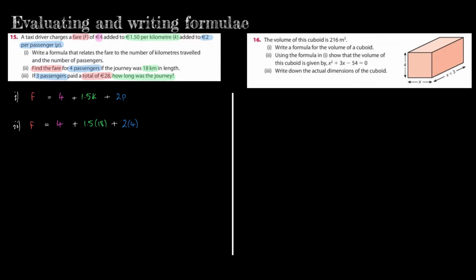I then need to simplify that, and if I simplify that, I end up with 4 plus 27 plus 8. I'm just multiplying that out. And if I add all of them together, I get the fare, and the fare is going to be €39.